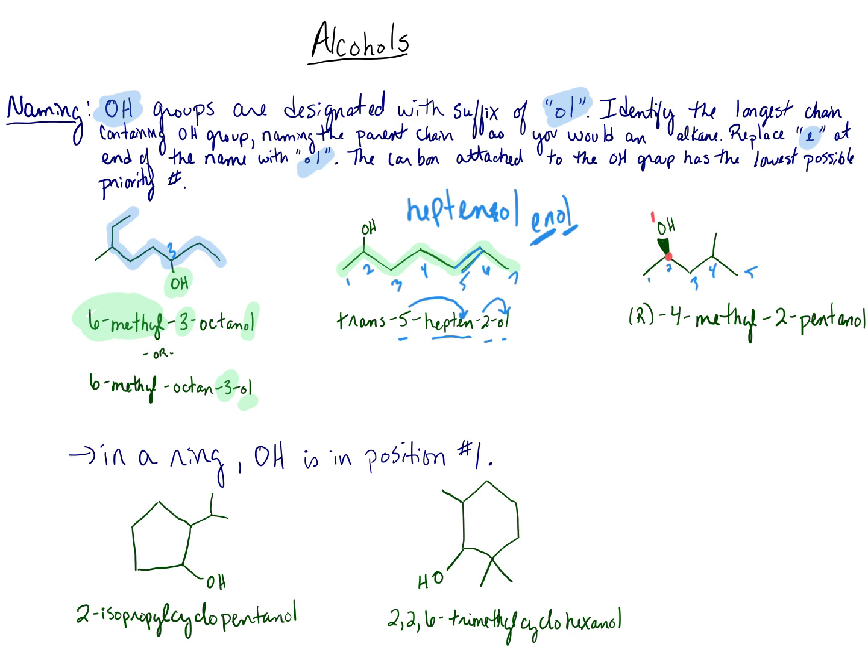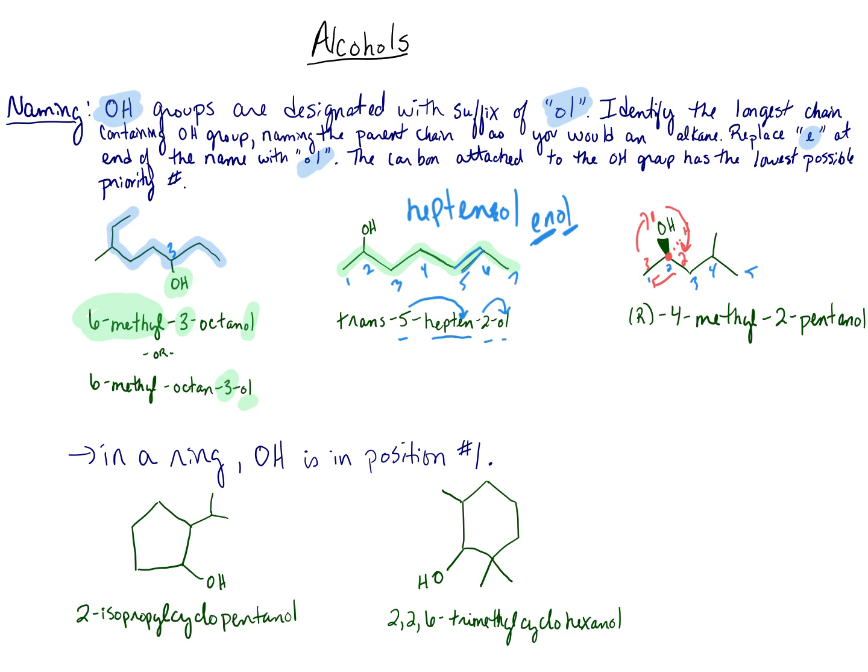OH would be a number 1 priority. This would be number 2 over this side. Number 3 would be that carbon, and remember that the hydrogen in the back would be 4, so we don't have to worry about that. This is going to go to the right, and therefore that is an R.